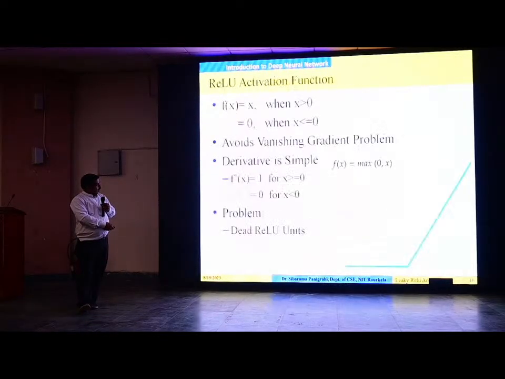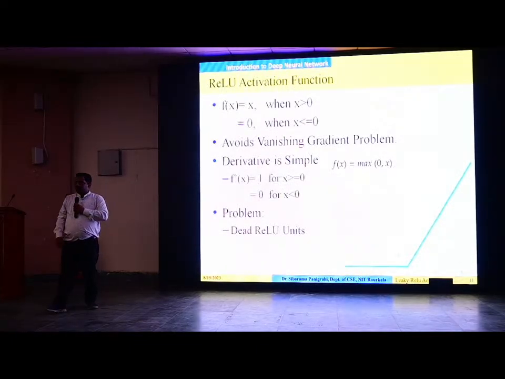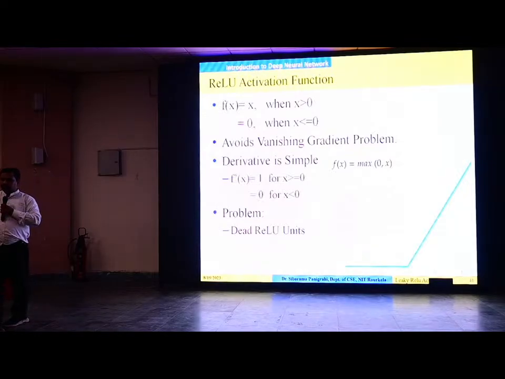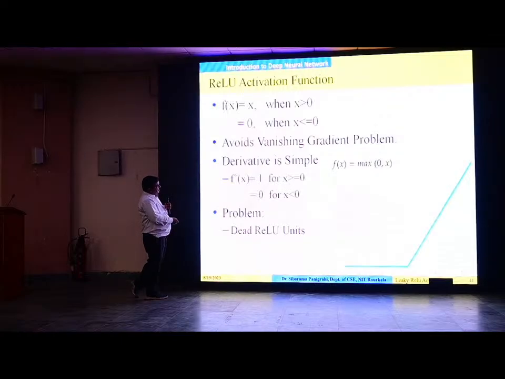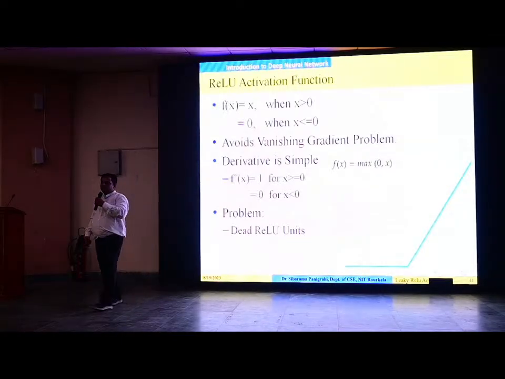So after 2010, an activation function was developed that is called ReLU. Right? In ReLU, f(x) = x if x is greater than 0, and f(x) = 0 if x is less than 0. So here you see the output doesn't lie between 0 to 1. Is that clear? And for the gradient, f'(x) = 1 for x greater than 0, and f'(x) = 0 for x less than 0.